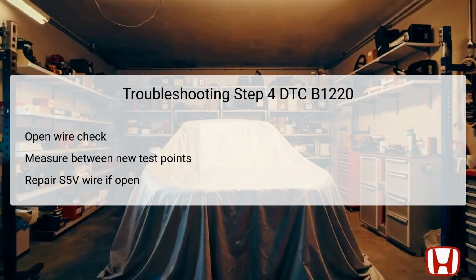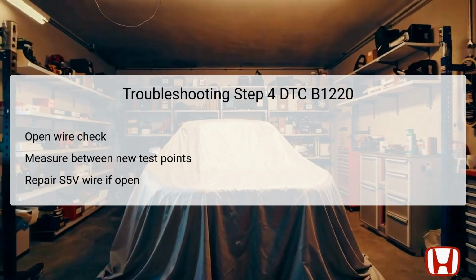When moving to step 4, you will be conducting an open wire check on the S5V line. This requires measuring voltage between another set of test points to identify any breakage or open circuit conditions. First, make sure the vehicle is set to off lock mode, and then disconnect the climate control unit connector B24P. This will allow you to isolate the climate control unit from the circuit while testing.